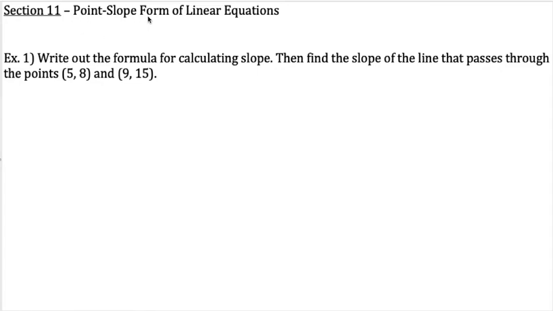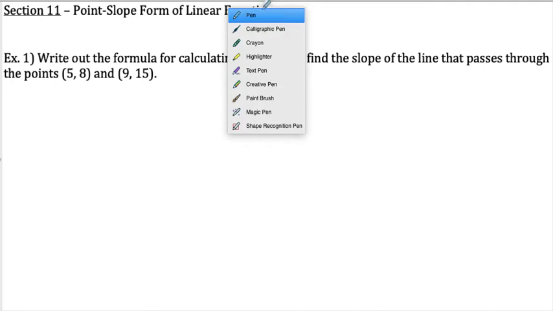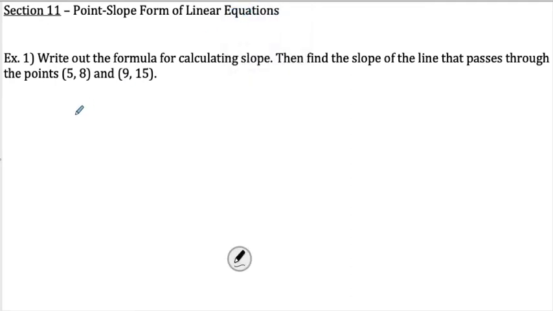These are the point slope form notes for linear equations, section 11 for honors math. So example 1, we want to review the formula for calculating slope and find the slope for the two ordered pairs given. So as you recall, the equation for slope was the change in y's divided by the change in x's. And so we said that slope equals the change in y, the y ordered pairs, divided by the change in x's.